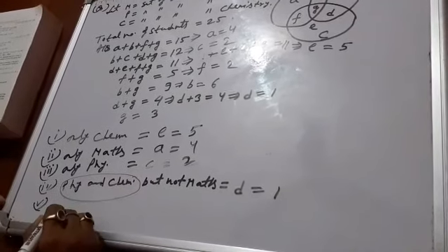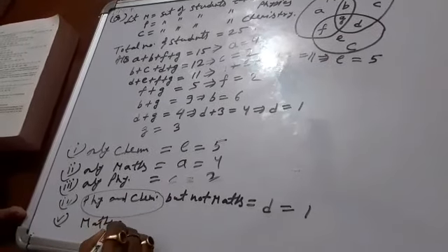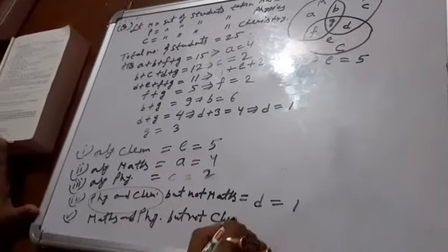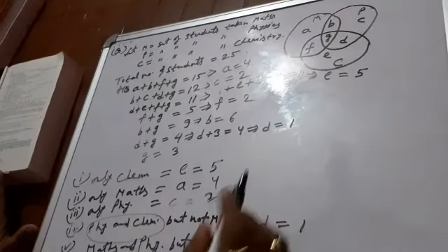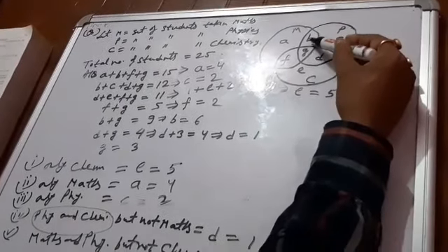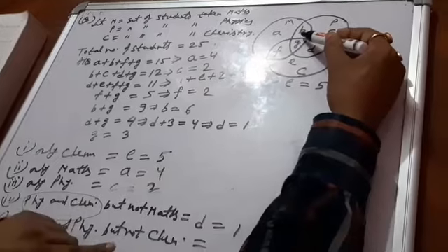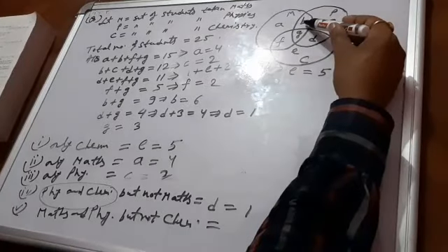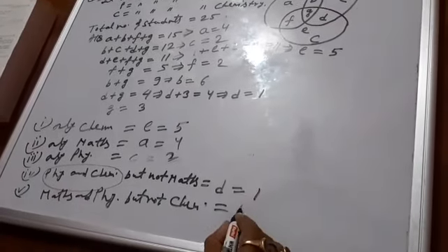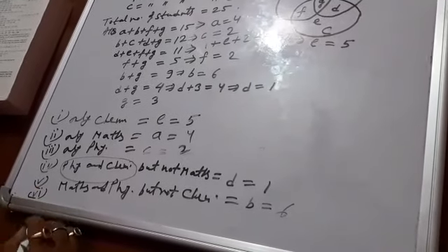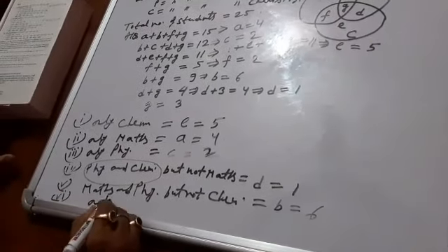Same thing next, 5. Listen, maths and physics but not chemistry. Let us see which one. Maths and physics means B and G. But the question is that but not chemistry. Which one are we going to remove here? Let us see. G. Then what is left? B. So it is your B, and the value of B you have here. It is 6.